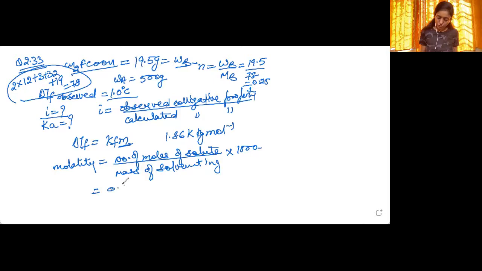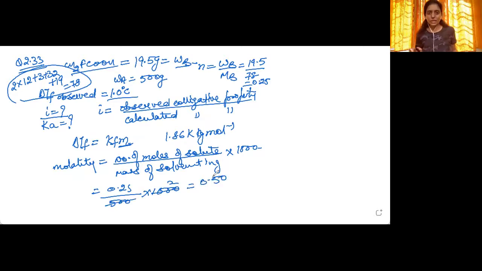So it is equal to 0.25 upon mass of the solvent in gram. It is given to be equal to 500 multiplied by 1000. So 0.50. This is the molality. Okay. So we can find out delta Tf now. 1.86 multiplied by 0.5. So it's coming out to be equal to 0.93. You can take it in degree C, Kelvin, whatever, because it is the difference.